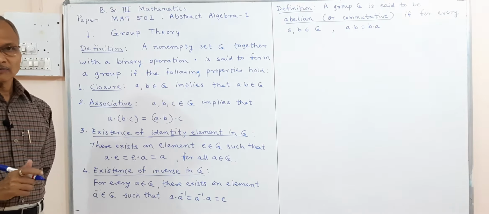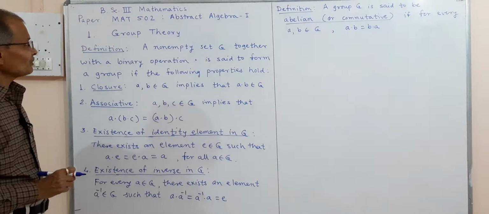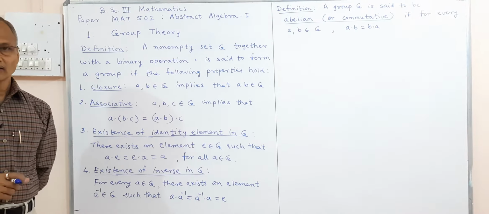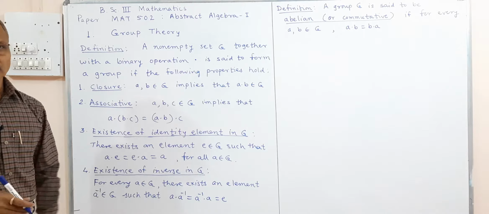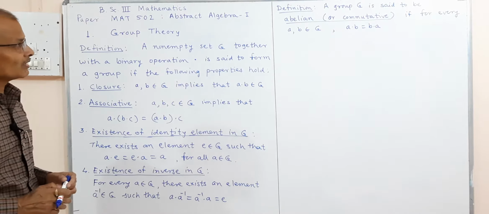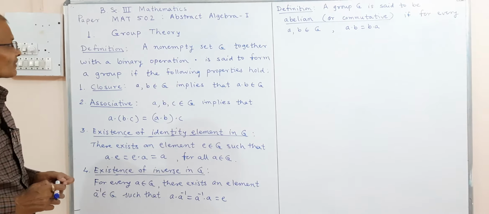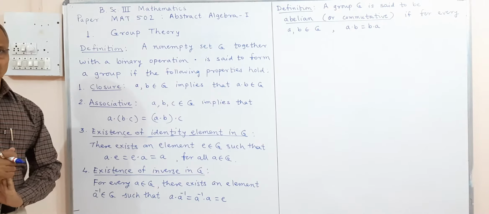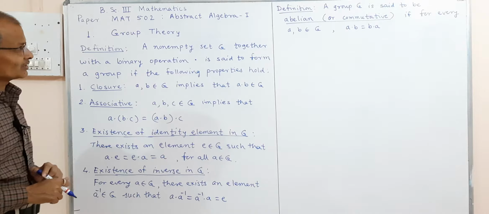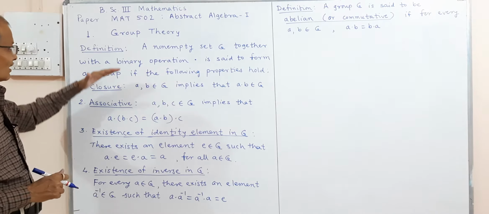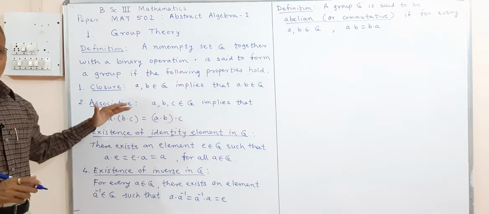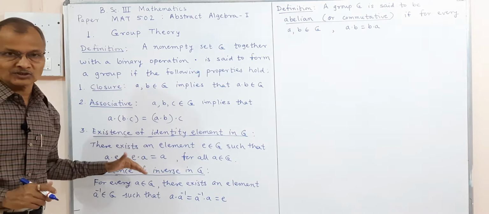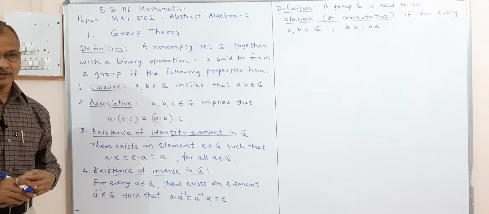In abstract algebra, we have to study in the first part group theory and ring theory, and in the next semester, the second part, we will study vector spaces. The first chapter we shall start today is group theory. Group structure we shall define, and I have written the definition here, and we shall try to understand the definition, and then we will consider examples of group.